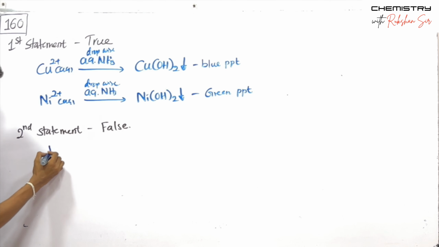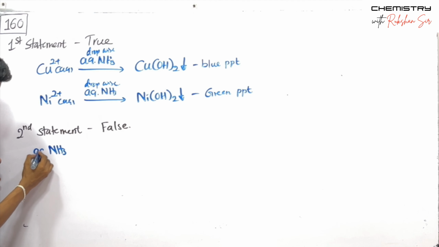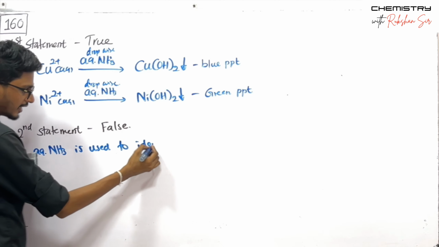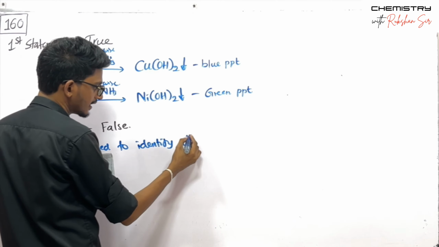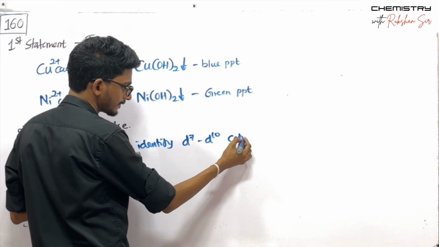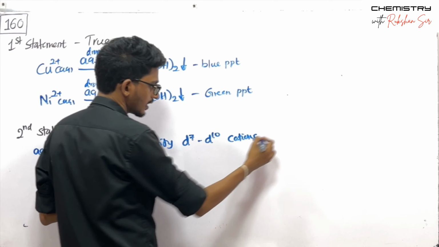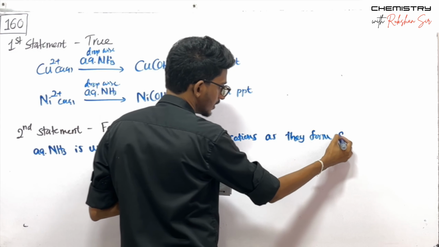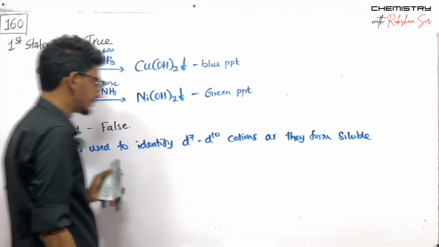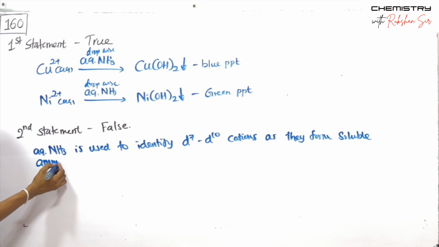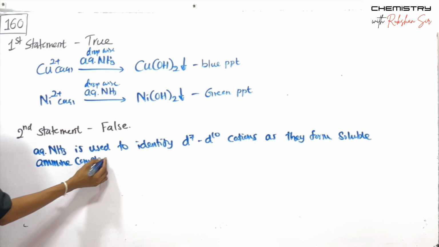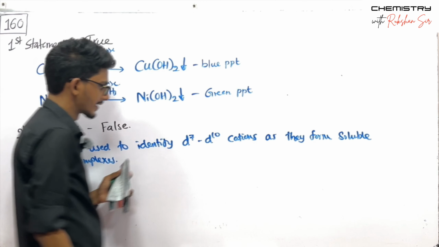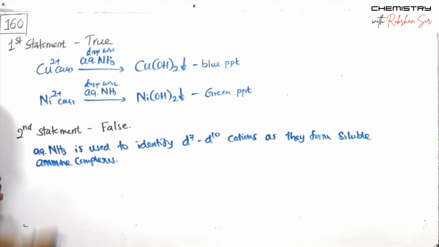So, the aqueous ammonia is used to identify d7 to d10 cations as they form soluble amine complexes. So, that is how things will be identified using the ammonia.